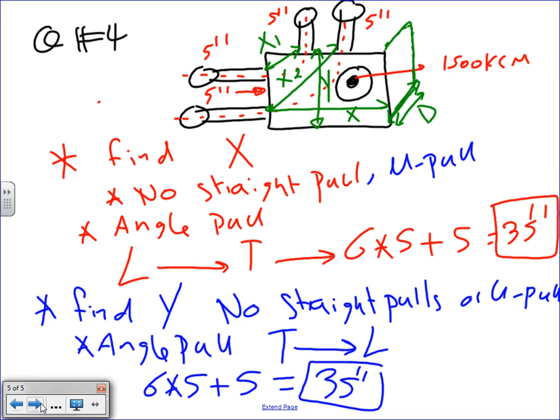Let's go find the depth. The depth will give me the dimension of this box. So it's a 35 by 35 box. The second one I want to find is the depth. For the depth, it's a piece of cake.